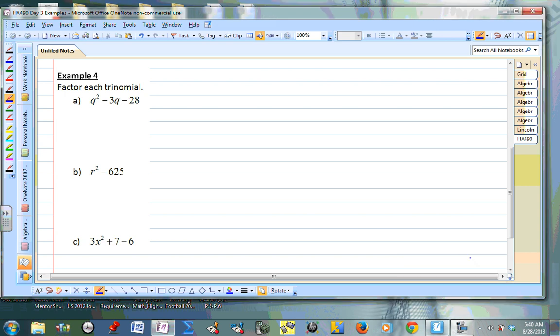On example 4, we're given different polynomials to factor. So let's review the techniques and let's get started. In part A, we have a trinomial. The leading coefficient is 1.